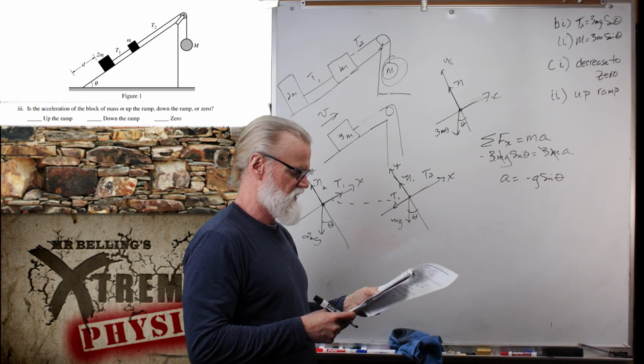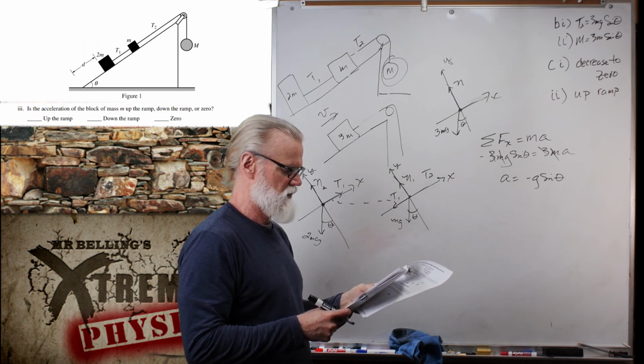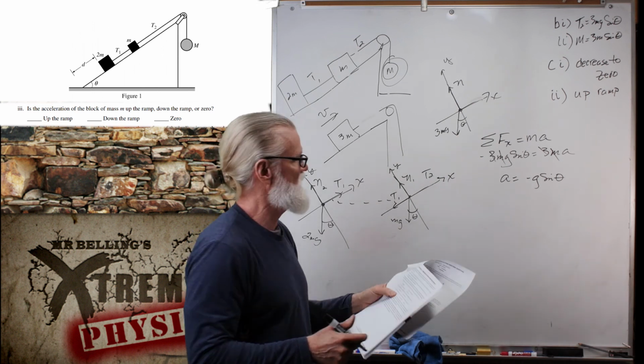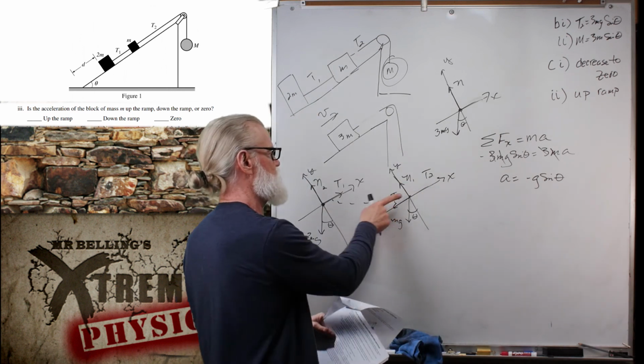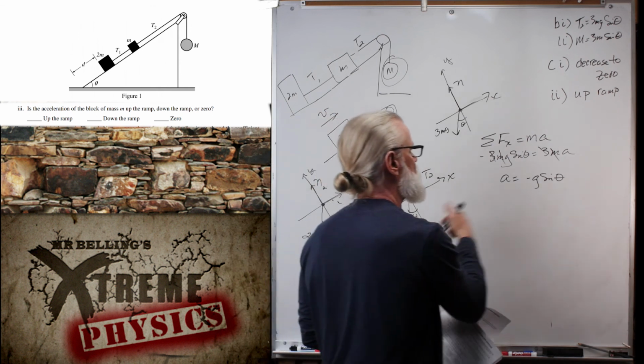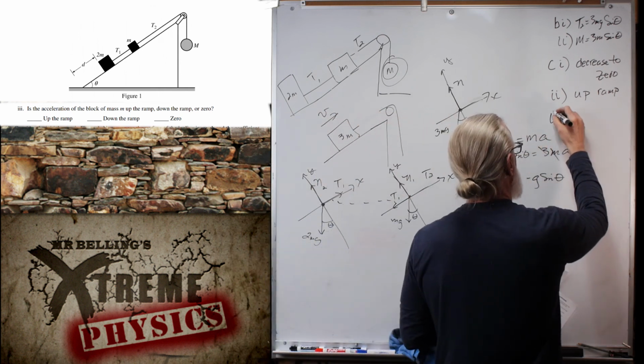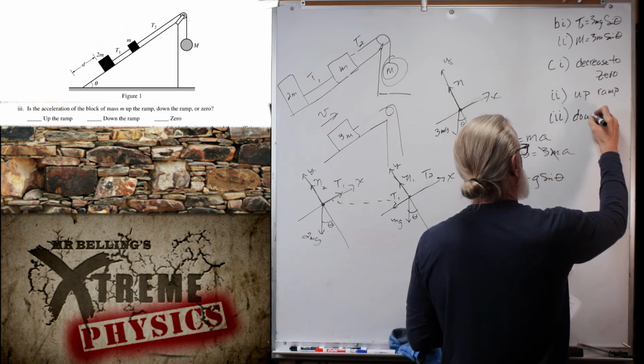Is the acceleration of the block mass m up, down the ramp, or 0? It's down the ramp. M is down the ramp. There are no upward forces up the ramp. There's only downward forces. So that is down the ramp.